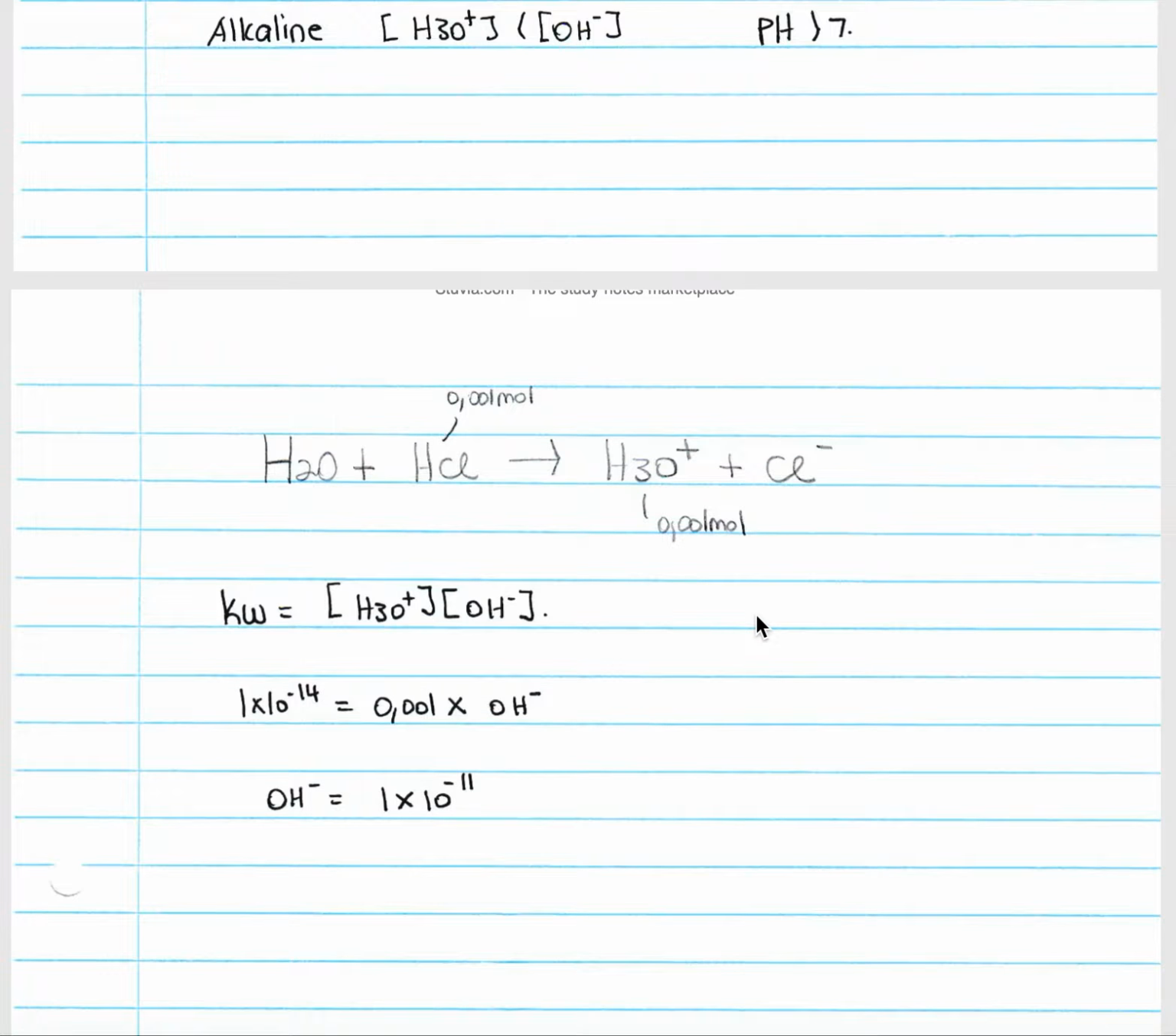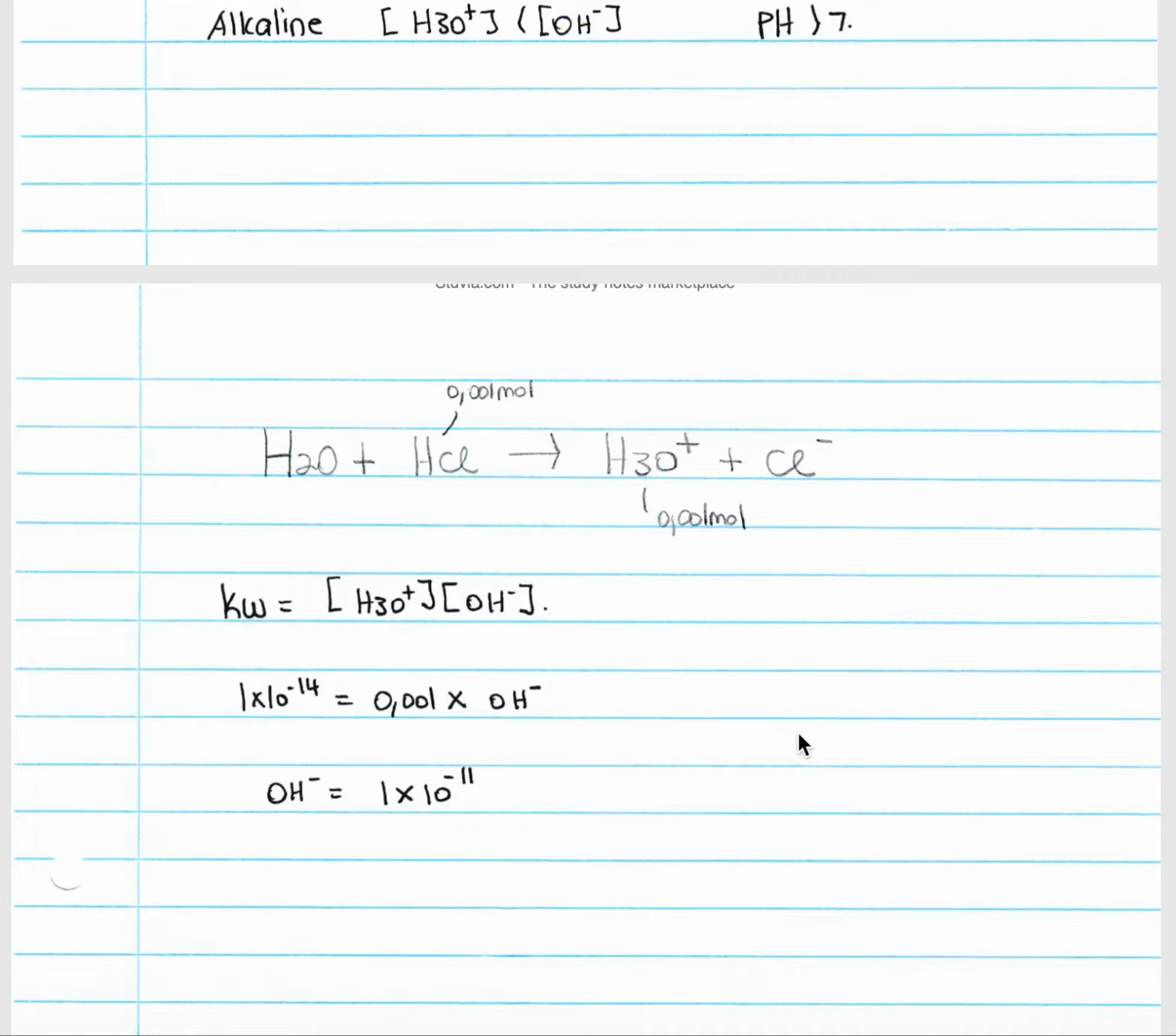Now here is an example of how to work with the water equilibrium constant at 25 degrees Celsius. We are given H2O plus HCl at 0.01 mole and H3O plus at 0.001 mole plus Cl minus. We know that Kw is equal to this from above. We know that Kw is 1 times 10 to the negative 14. We know that the concentration of your H3O plus is 0.01, and therefore we can solve for OH minus, which is 1 times 10 to the negative 11.